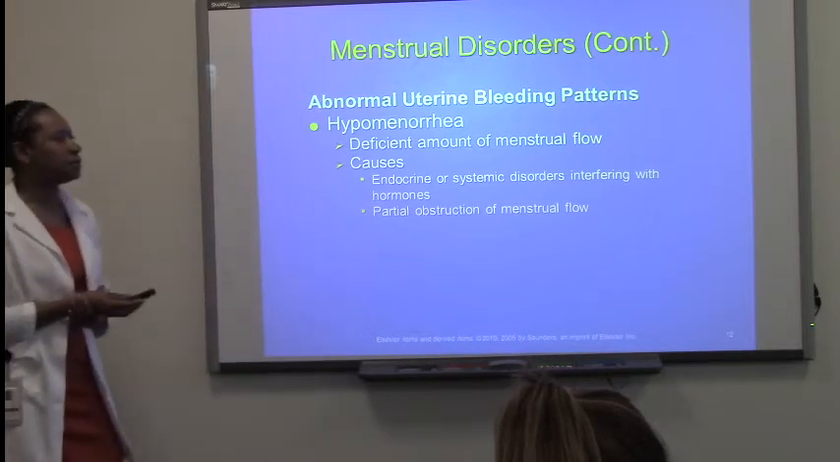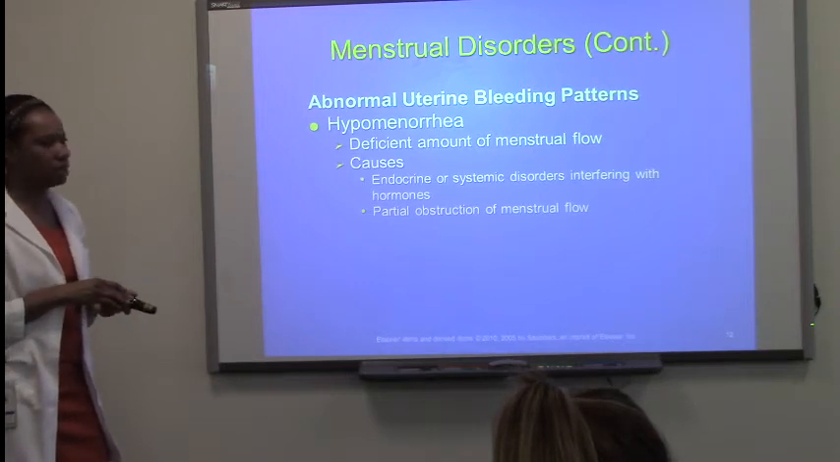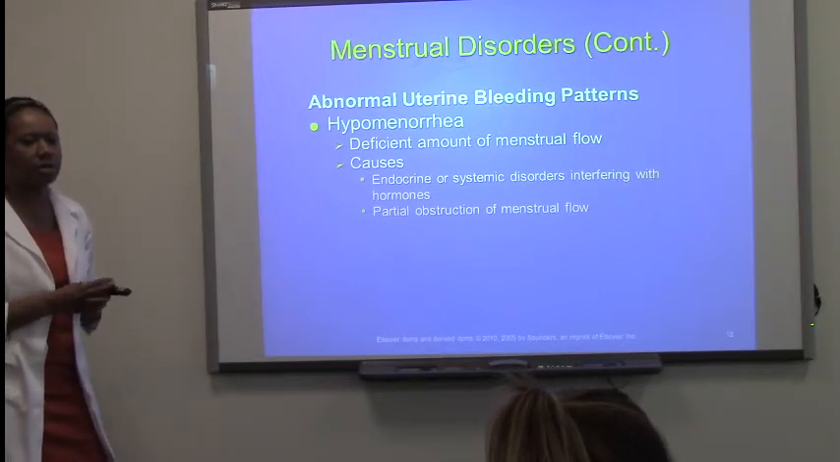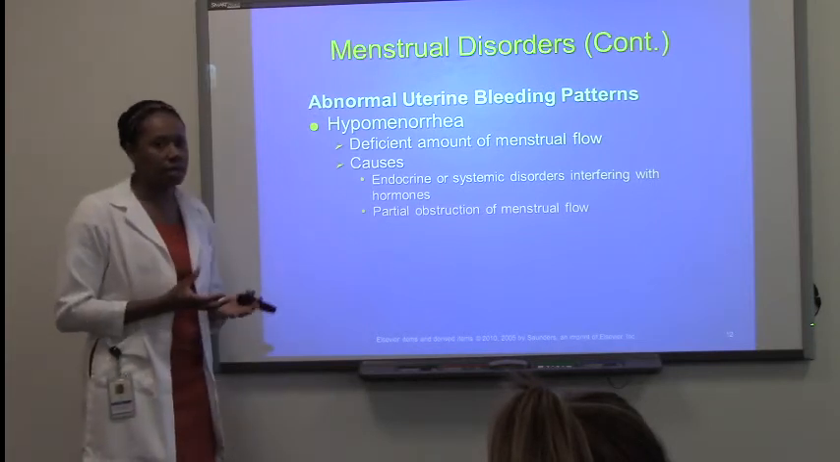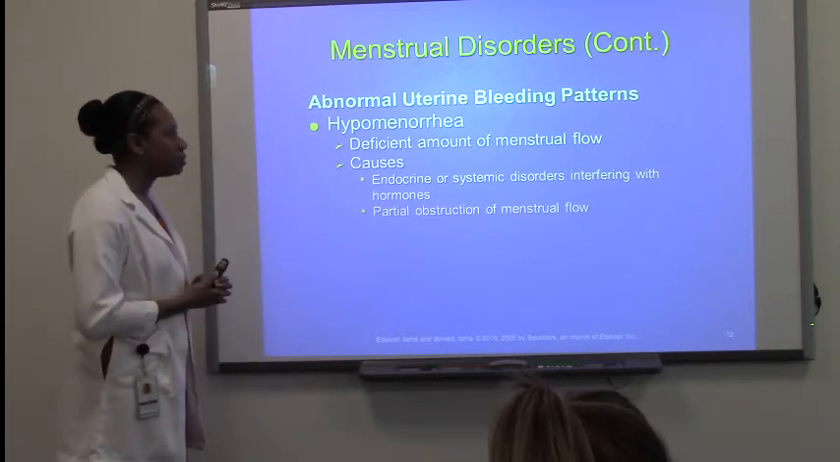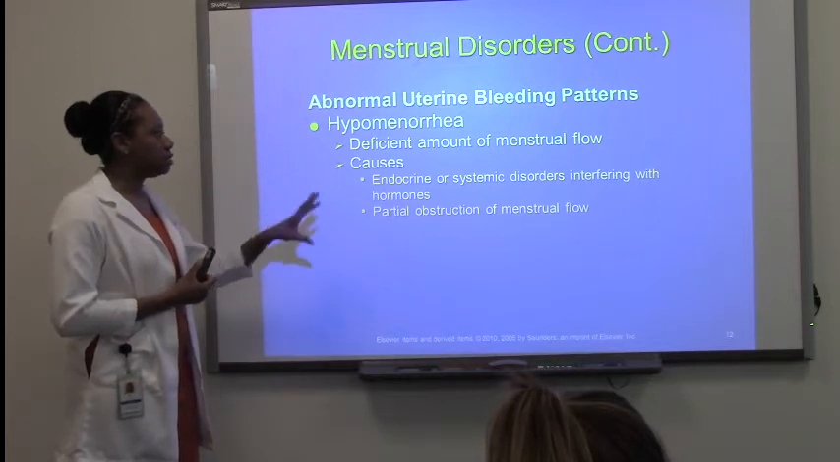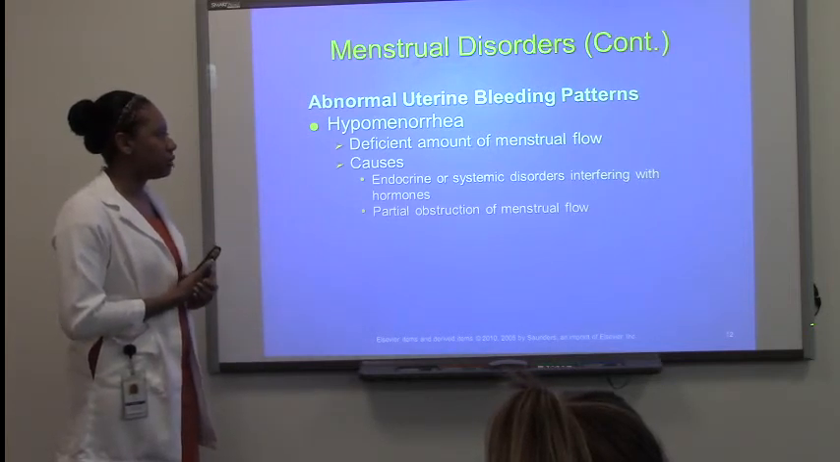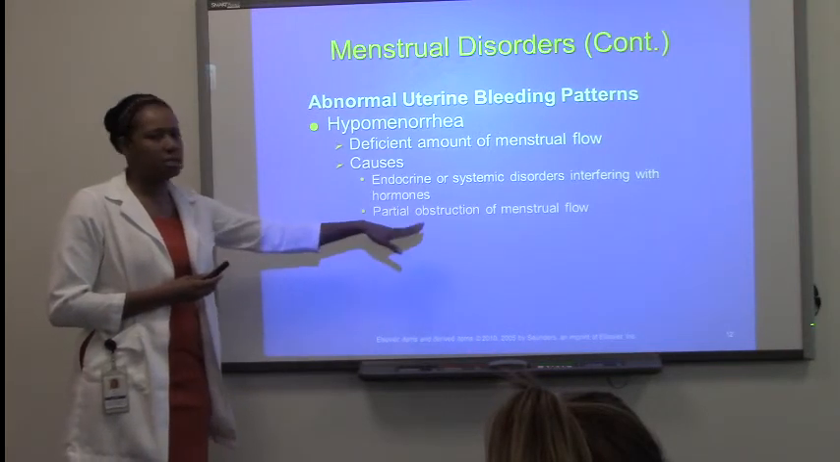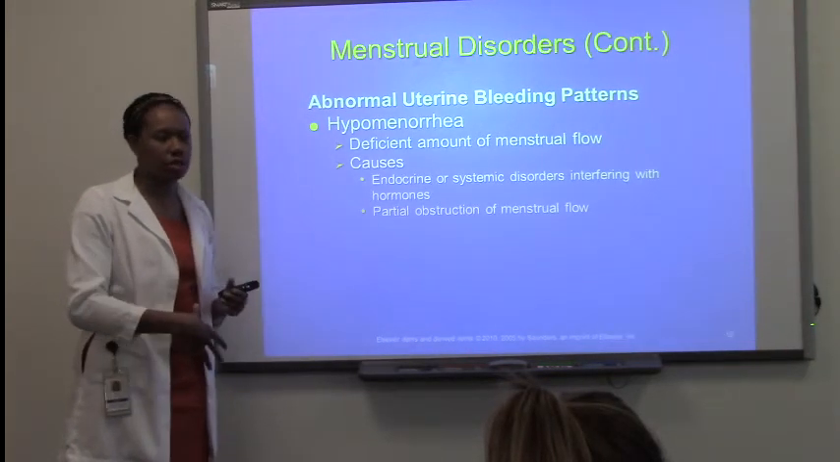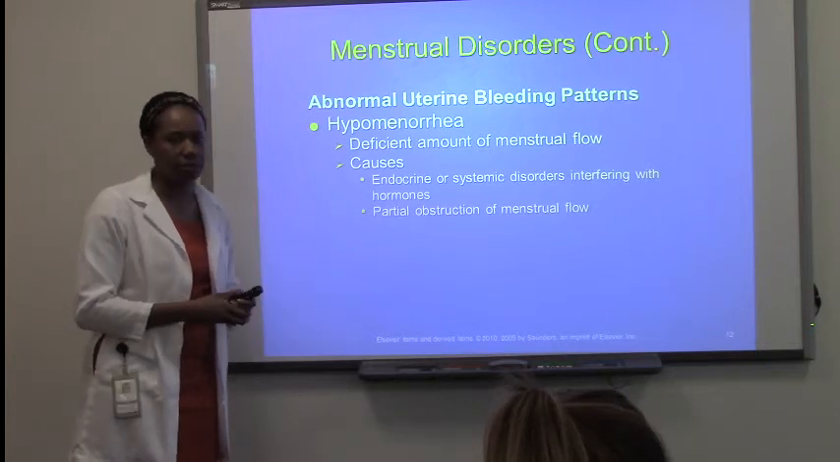Hypomenorrhea. This is deficiency in the amount of menstrual flow. Okay, so what happens here is the hormones are actually shedding the lining of the uterus, as they're supposed to, but now there is an issue with the amount of flow that's occurring. They do say that this can be endocrine, but most of this has to do with some sort of partial obstruction in the reproductive organ itself.